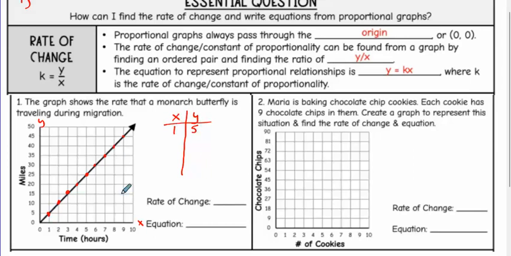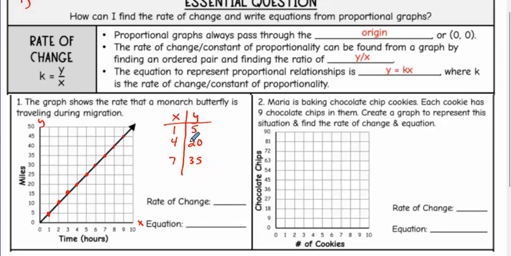Let's just do 2 others. I'm just going to choose this one here. So I'm going to go over to 4, up to 20, 4 to 20. Let's just choose one more. Let's go this one right here. All right, so I go over to 7, up to 35, 7 to 35.